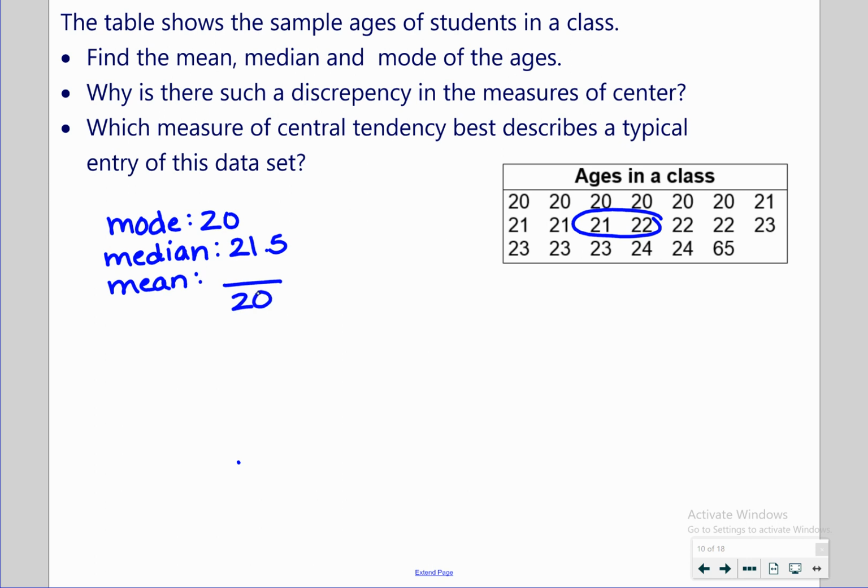Mean, we know we have 20 numbers. That's our n. We need to add them all up real quick.